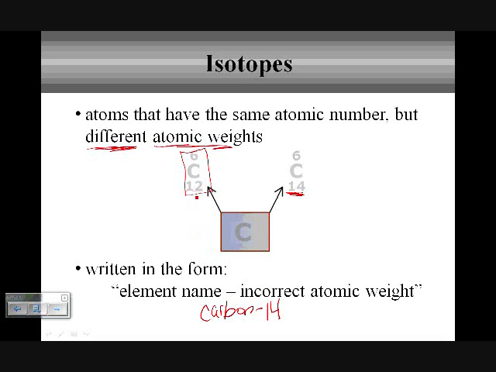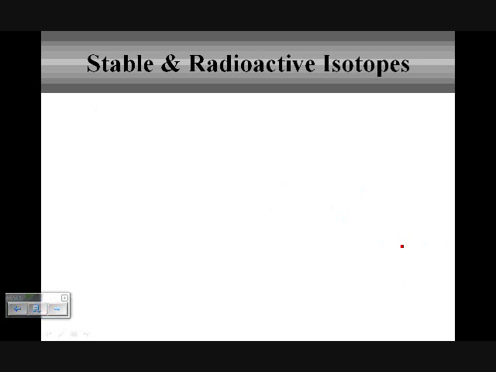And if it has a different atomic weight, we know that the atomic number is our protons, and we know that the atomic weight is protons plus neutrons, so we can really deduce that the atomic weight is different because it has a different number of neutrons. Again, guys, forgive me for the bad handwriting.